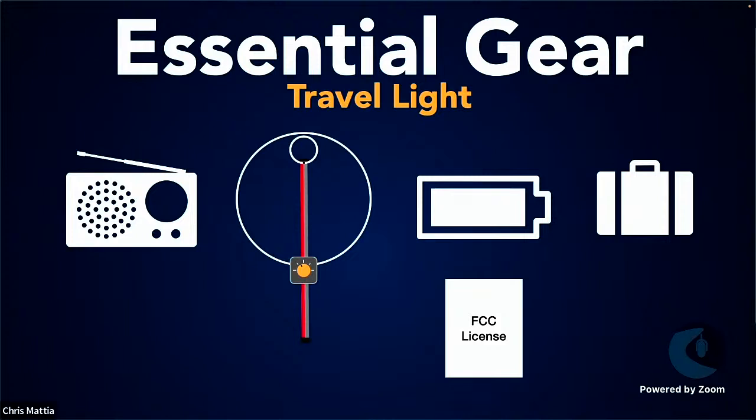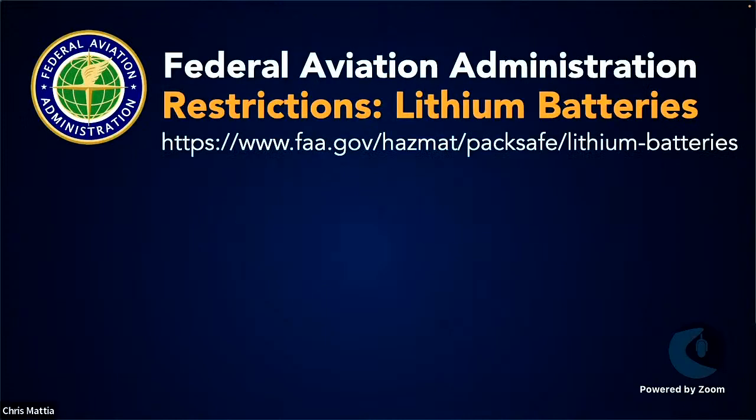So we're going to dive into each of these four core elements, and we're going to start off by talking about the power system that you're going to bring with you. And since you're going to be flying, that means you're going to be under the Federal Aviation Administration, or the FAA's restrictions, and they have some very specific restrictions on lithium batteries.